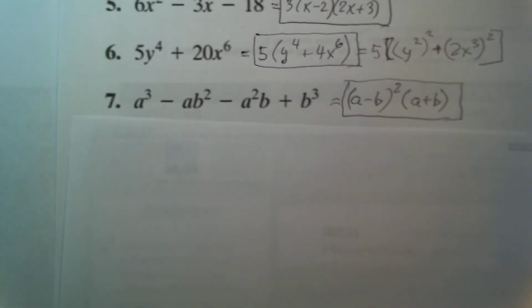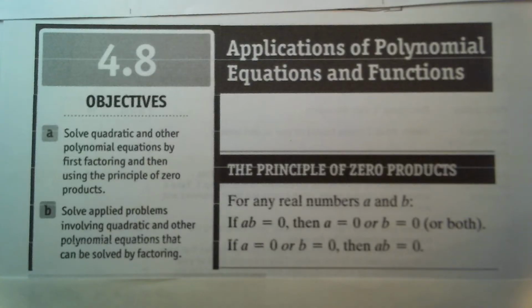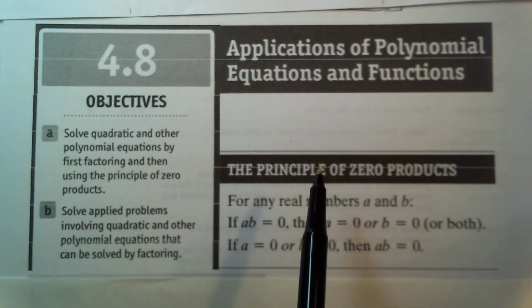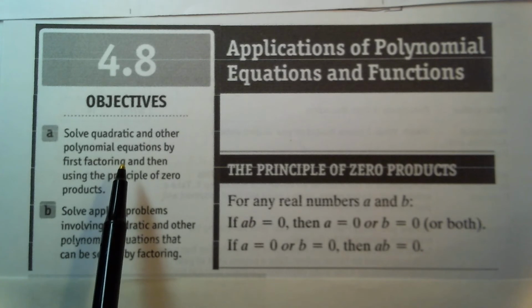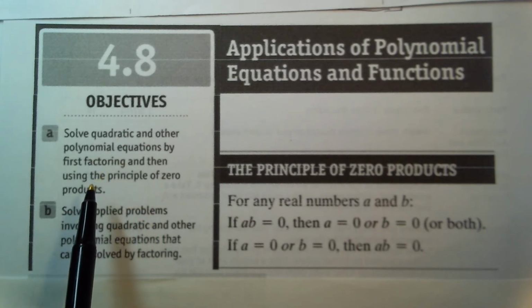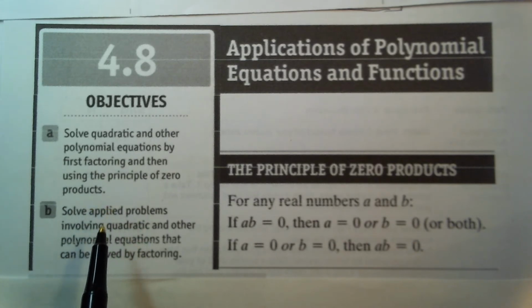This is the end of section 4.7. Section 4.8 is about applications of polynomial equations and functions. And so the objectives are to solve quadratic and other polynomial equations first by factoring, and then using the principle of zero products. That's a very important principle, as you will see. And then we solve some applied problems involving quadratic and other polynomial equations that can be solved by factoring.